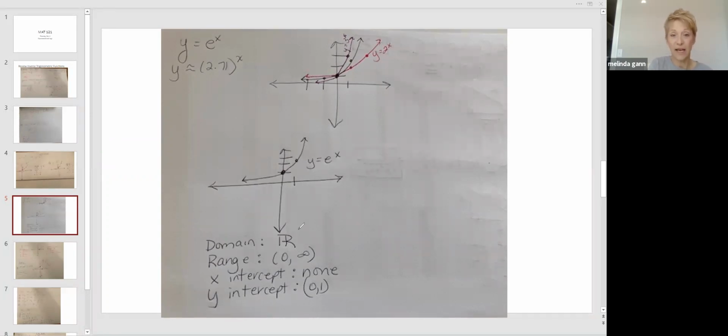So do you have any x-intercepts? Does this thing ever cross the x-axis? No, so it doesn't have any x-intercepts, but it does cross the y-axis. So the y-intercept's the point 0, 1. So I expect you to be able to graph numbers raised to variables, but the one that you'll see the most often is going to be e to the x, this one, okay?